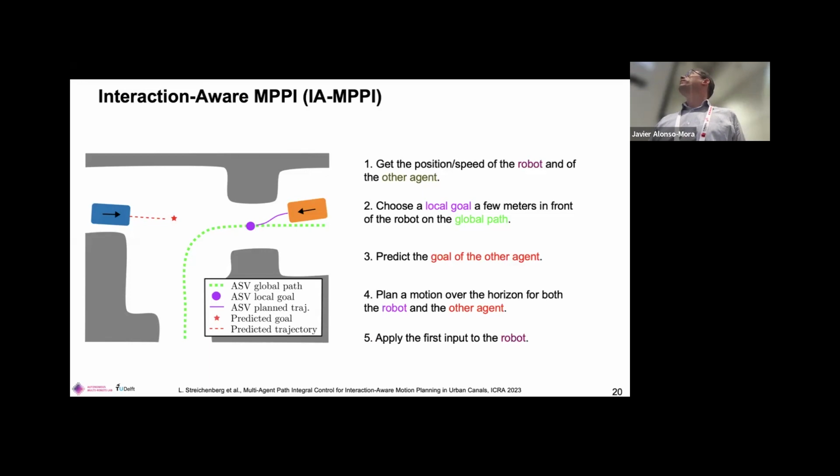And then you apply the first input to the robot. The one for the other agents is just a prediction. I mean, they do whatever they want themselves, but you have an interaction-aware prediction for them. And then you iterate over time, right?